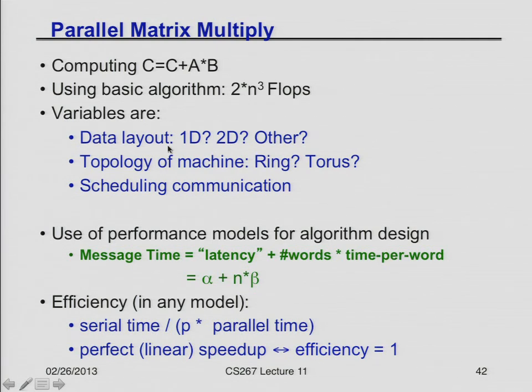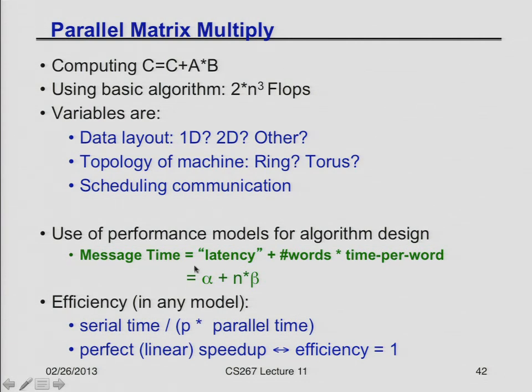I have to choose a data layout, which could be 1D or 2D. Once I've chosen the data layout, I need to make some assumptions about the topology, which processors are going to communicate with which others. I'll do some simple ones first, which are easy to think about, but we'll see that they're pretty far from the lower bound, where everybody's connected in a ring, basically, or a torus. And then I have to do my accounting so I can compute the complexity.